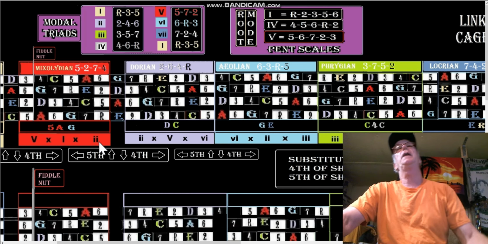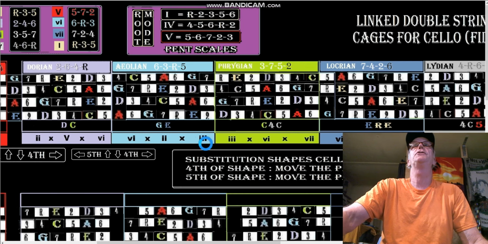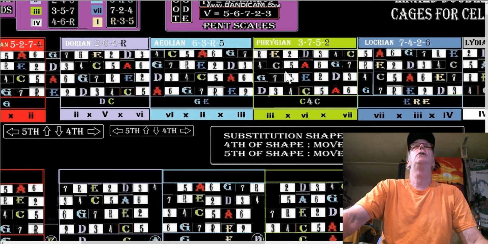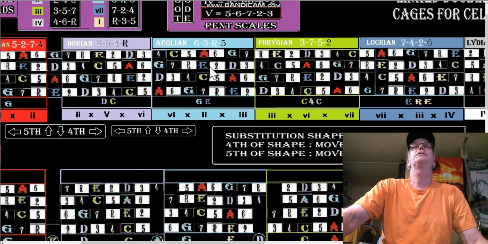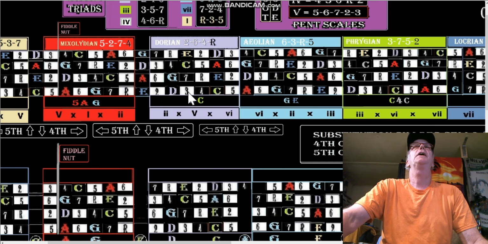We'll be working on that in the future, but right now I'm talking about the pentatonic scales and the substitutions. Substitution shapes, cello, fiddle: 4th of the shape, move the pattern down. 5th of the shape, move the pattern up. You can't go wrong, because the pattern stays the same, because there's no tuning third. So we start here, say, in the D shape. We want to go to its 4th, we just move this pattern down.